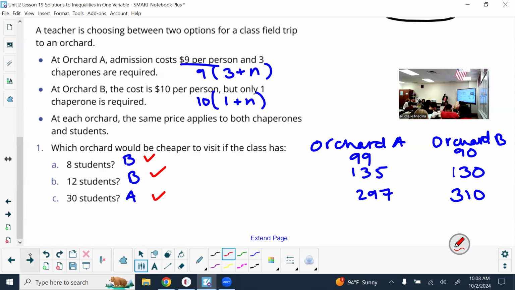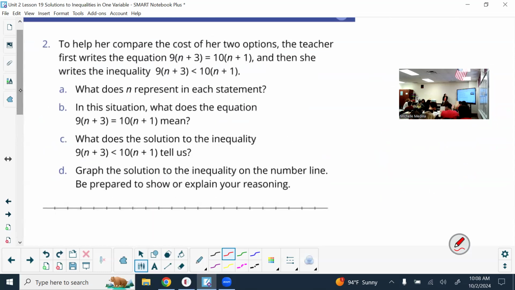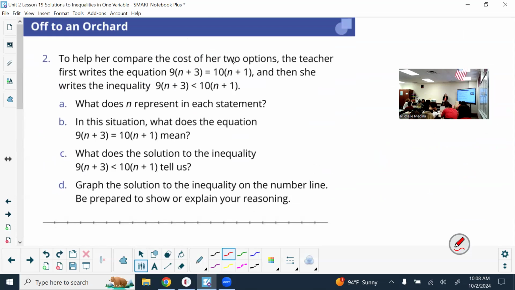Now the next part, you are going to answer these questions about the same situation. So to help compare the cost of her 2 options, with Tristan, look up here.